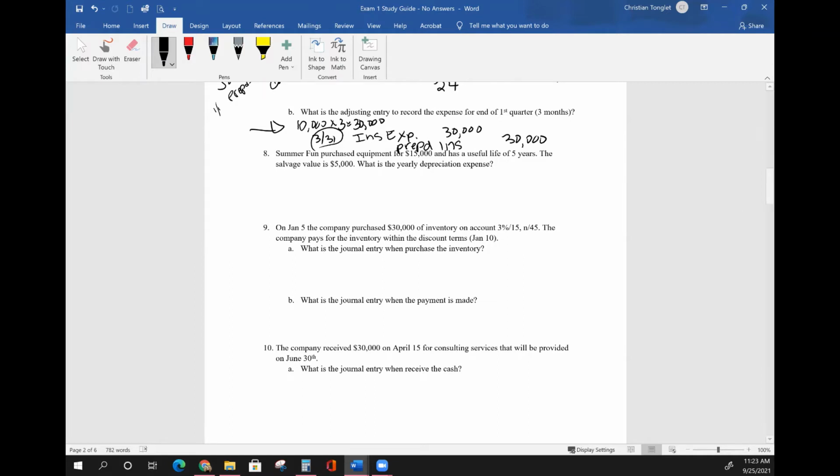Number 8. All right. Summer fund purchase equipment of $15,000 has a useful life of 5 years. The salvage value is $5,000. What's the yearly depreciation expense?